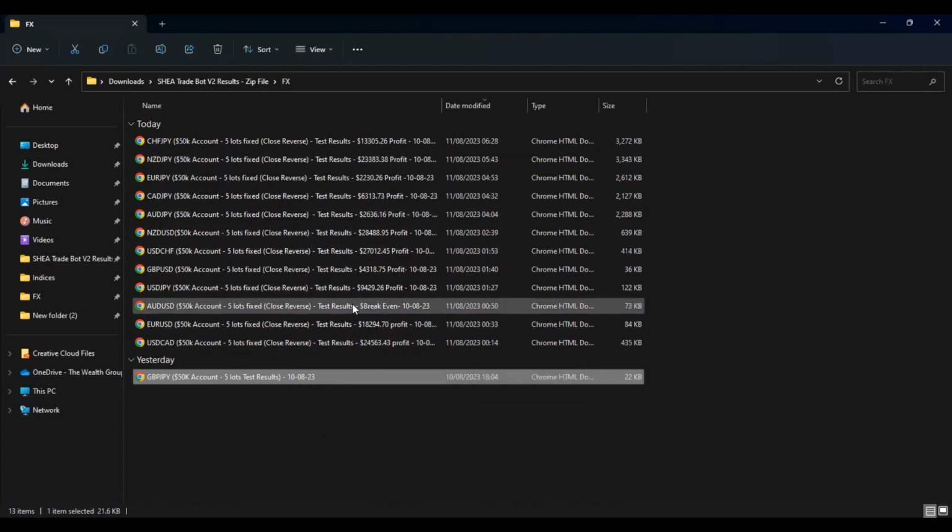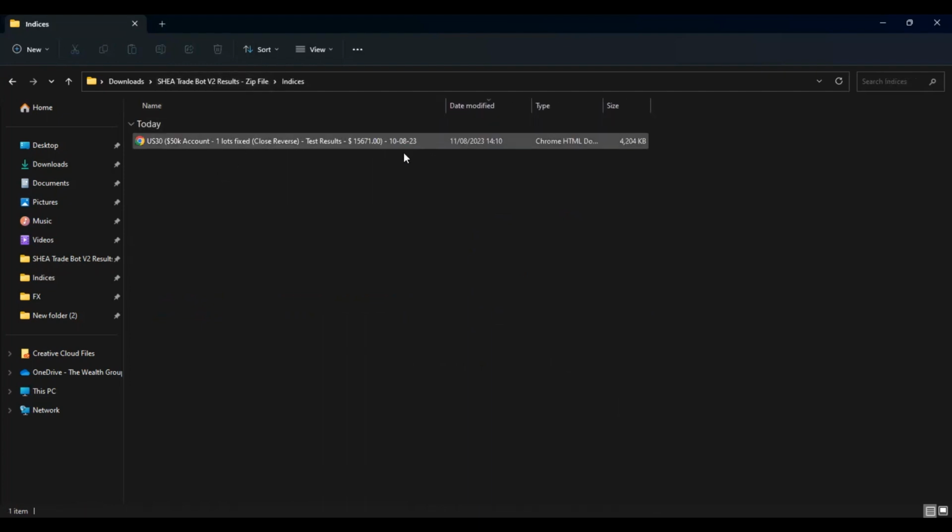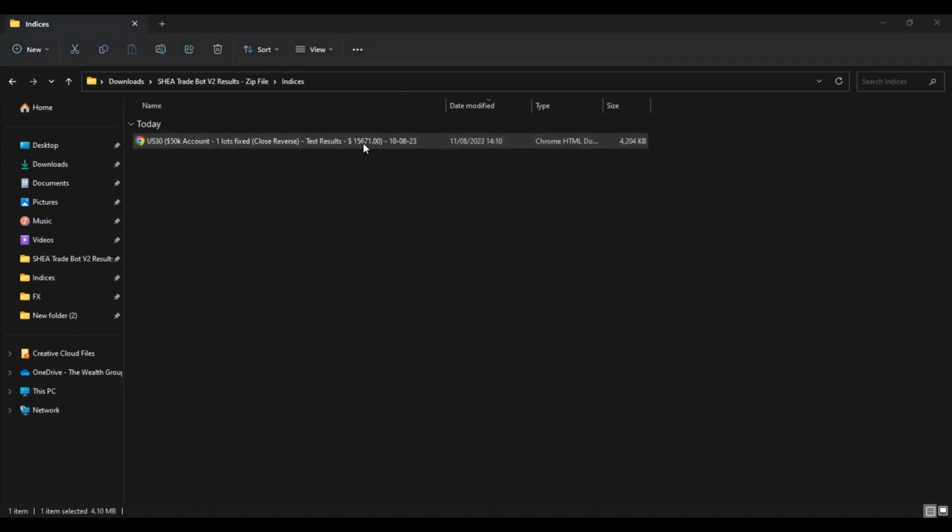So on average, the robot is doing about 30 to 40% over the month, so about 7 to 10% a month profit, basically. Beautiful. With indices here, with US30, I always recommend going for 1 lot, but you can do more. But 1 lot on a 50K account is about 2% risk. So if you get a stop loss here, it's $305, and the reward is 1,567, something like that. So overall, it gave an exact figure of 15,671.